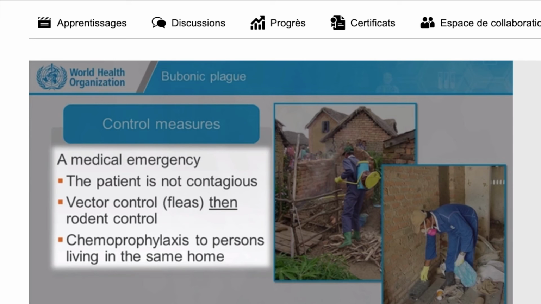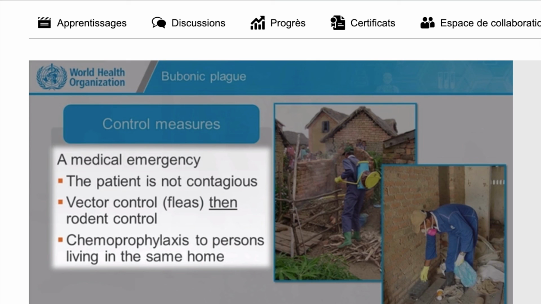It's very important to start with the vector control, because if you start killing the rodents, all the fleas on the rodents will look for other hosts and you increase the risk of human transmission. So first, vector control, as illustrated on the right side of the slide, then rodent control.